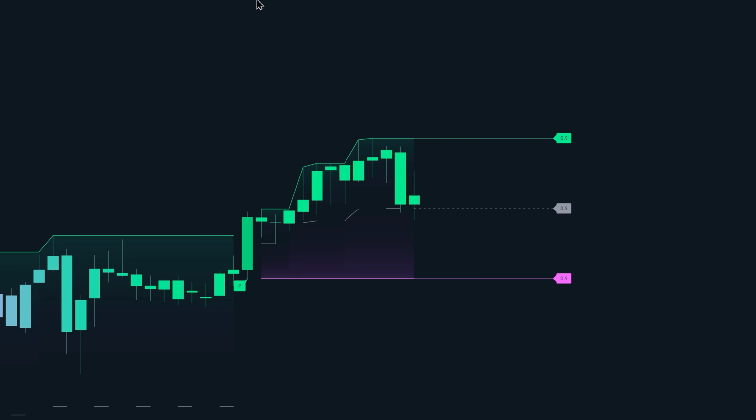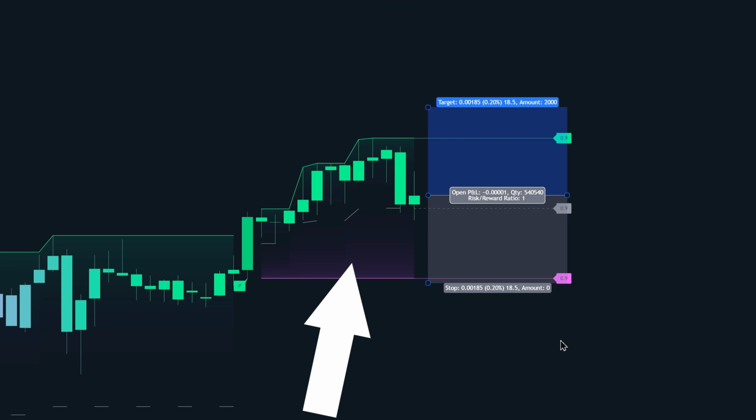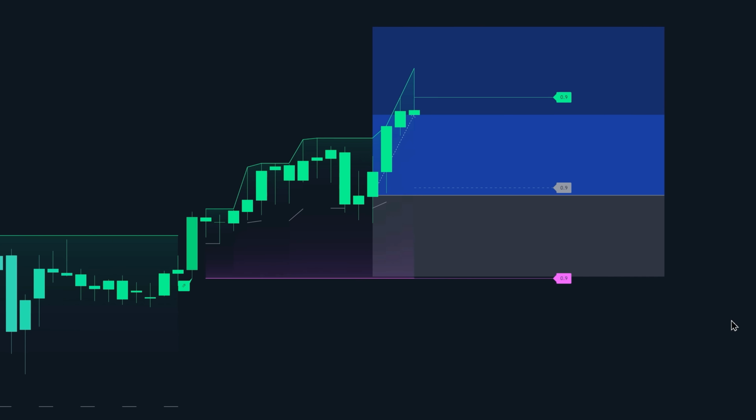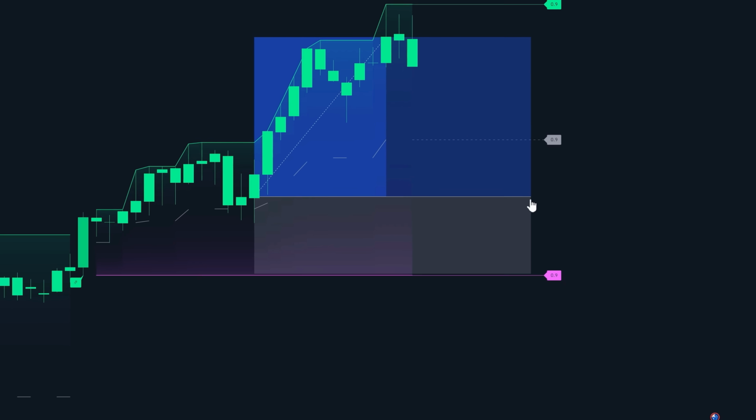We enter a long position here, put the stop loss at the low level line, which is this one. The take profit is going to be set at 2 times the risk, letting the trade run, and as you can see, it was profitable.